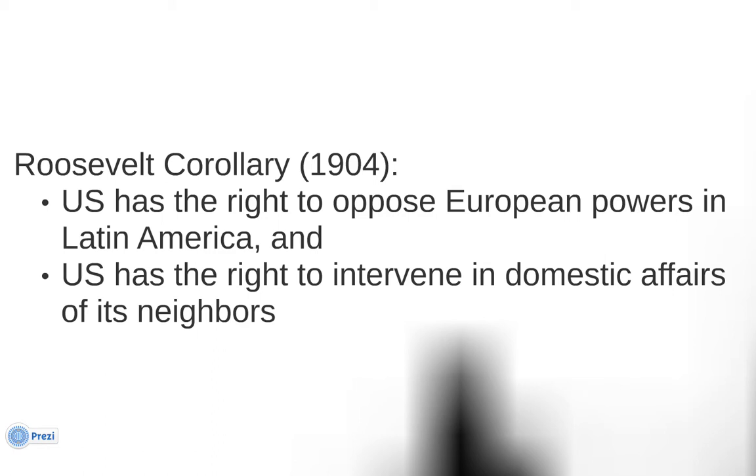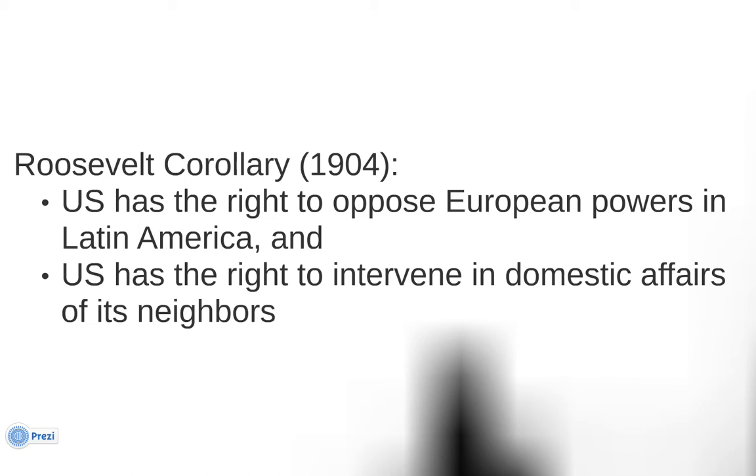Chronic wrongdoing or impotence which results in a general loosening of the ties of civilized society, however, may in America, as elsewhere, ultimately require intervention by some civilized nation. And in the Western Hemisphere, the adherence of the United States to the Monroe Doctrine may force the United States, however reluctantly, in flagrant cases of such wrongdoing or impotence, to the exercise of an international police power. While our southern neighbors obey the primary laws of civilized society, they may rest assured that they will be treated by us in a spirit of cordial and helpful sympathy."